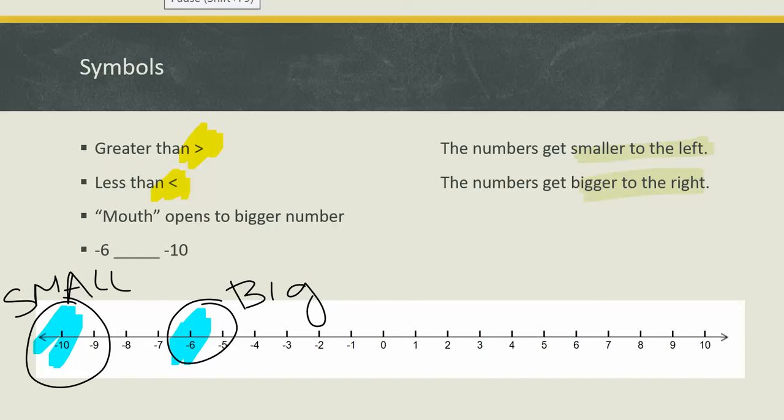Now let's go back to the problem, which said negative 6 blank negative 10. Remember, we said that the mouth is going to eat the bigger number. Negative 6 is the bigger number, so our mouth opens that way. We would read that as negative 6 is greater than negative 10.